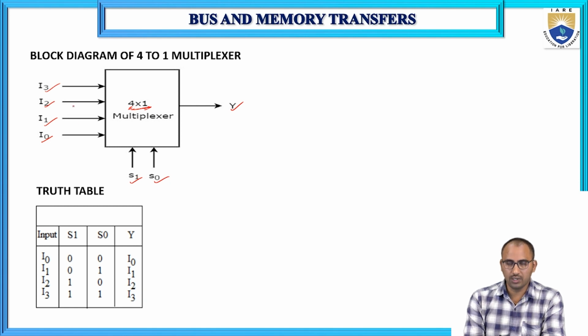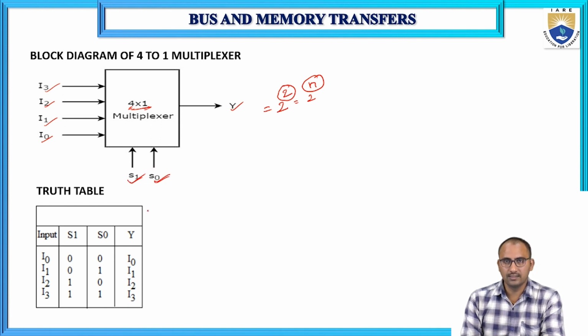The number of inputs is 4, so we can write 2 power n, where n is the number of selection lines. Here we require 2 selection lines, so S1 and S0 are the selection lines. Based on these selection lines only, any one of the inputs will be connected to the output.